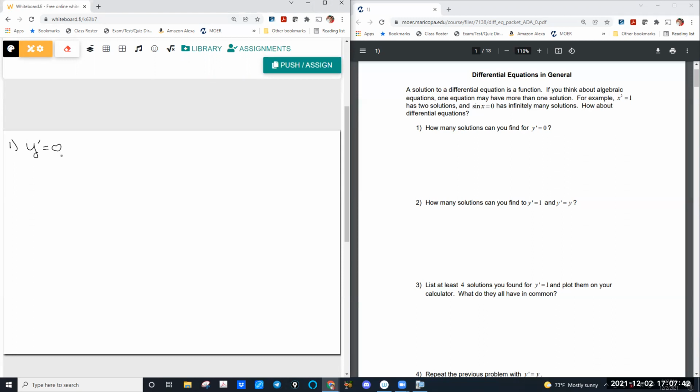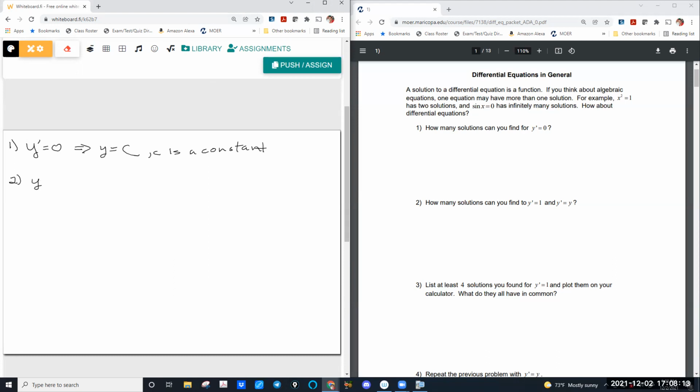How many functions? Yeah, go ahead, Mark. Infinitely. Infinite, because, yeah, all constants. Nice job. You guys all 3 got it. There's infinitely many, right? Because the solution to this would be y equals c, where c is a constant. So any constant has the derivative of 0. All right.